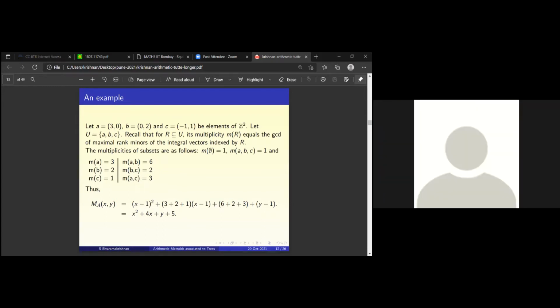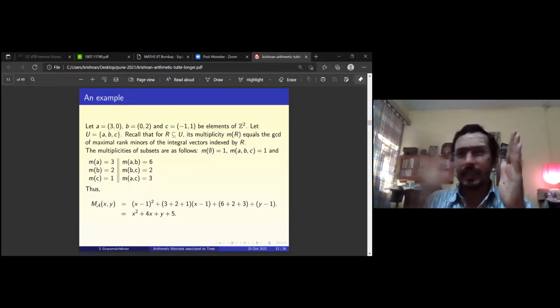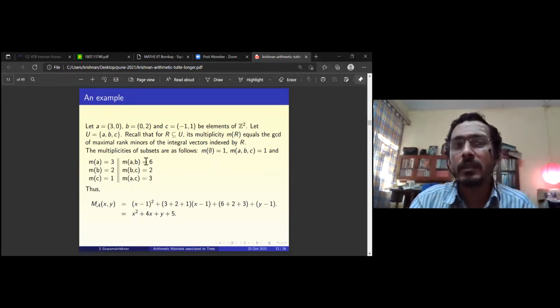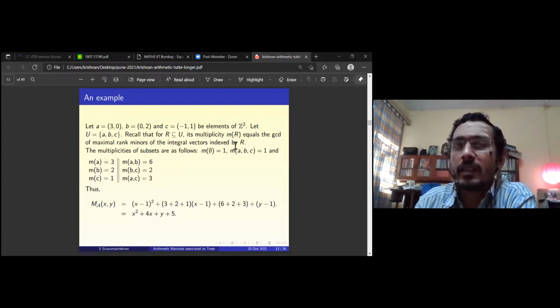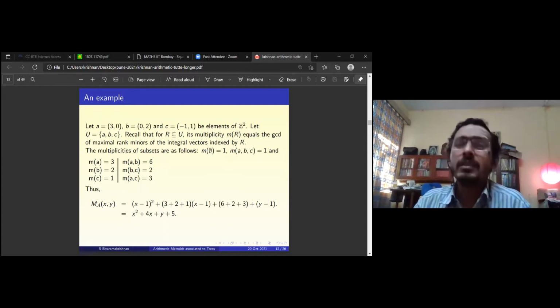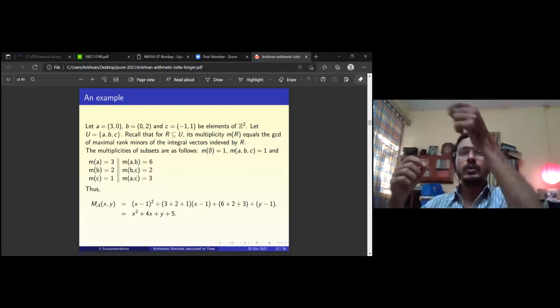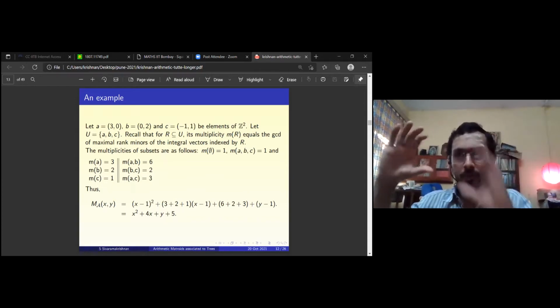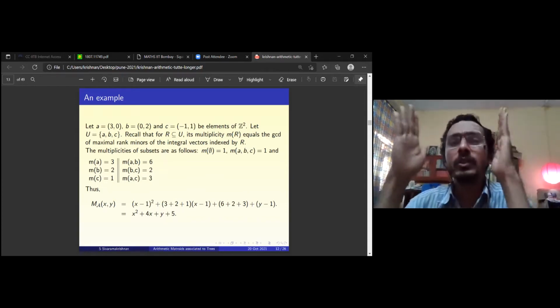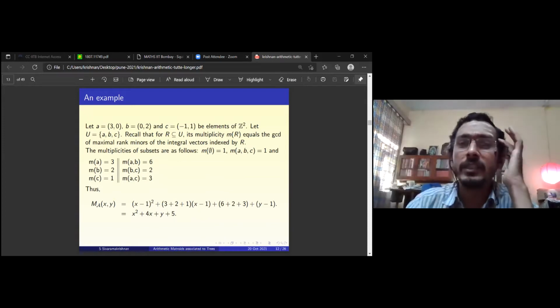So I have 3 vectors A, B, and C. I'm calling them A, B, and C so that I can take the multiplicity of subsets. For a subset R of U, we have the multiplicity m(R), which equals the GCD of maximal rank minors of the integral vectors. The multiplicity of the empty set is 1 by convention. For the multiplicity of ABC, you have (3, 0), (0, 2), (minus 1, 1). Because (3, 0), (0, 2) is there, it has rank 2. This set system has rank 2. So what is the GCD of maximal rank minors? You can check that it turns out to be 1.